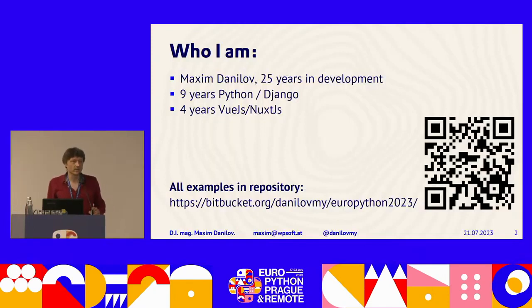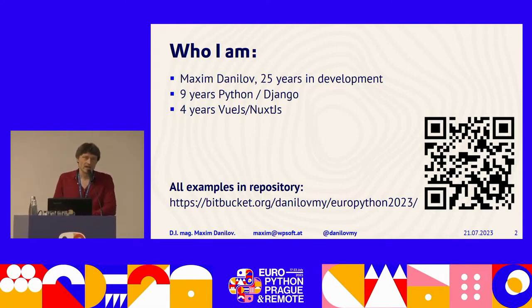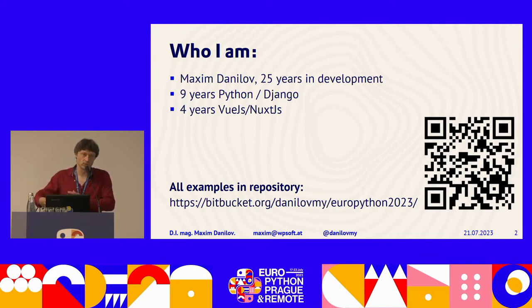Who am I? I don't know. I am Maxim Danilov. I have worked as a software developer for around 25 years. For the last 9 years I have worked with Python and Django, and for the last 8 years exactly with Django Contrib Admin. 4 years ago I also started to work with Vue.js and Nuxt.js, and I have serious talks about how Vue.js works with Django together.